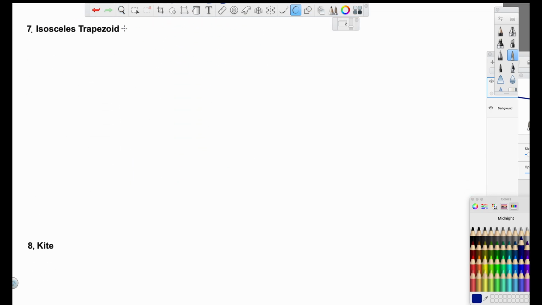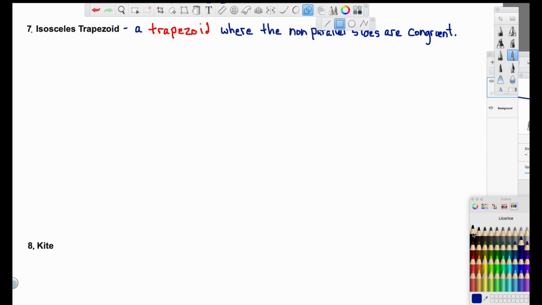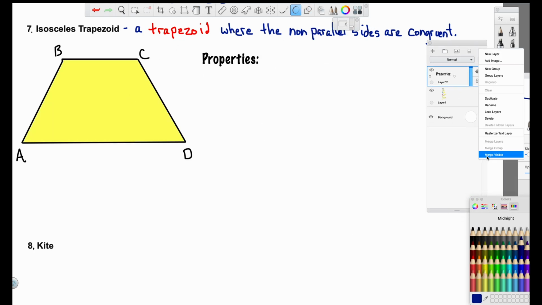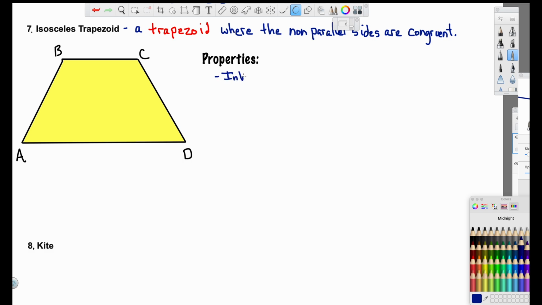Isosceles trapezoid is going to inherit all the properties of the trapezoid except an additional one that we're going to add, and that's the isosceles part. So we know isosceles triangles have two legs that are congruent. Well, isosceles trapezoid has two congruent legs as well. So here we go, we have our trapezoid ABCD. It's going to inherit everything from the regular trapezoid.